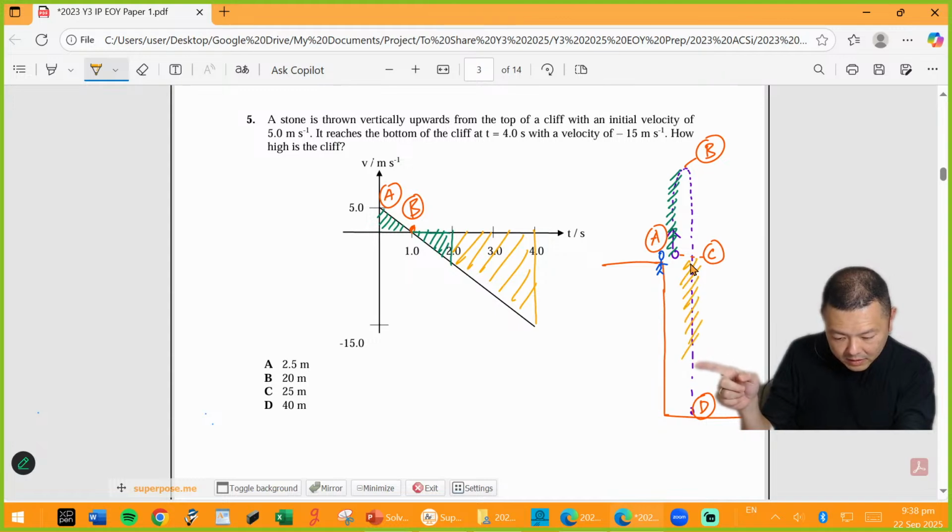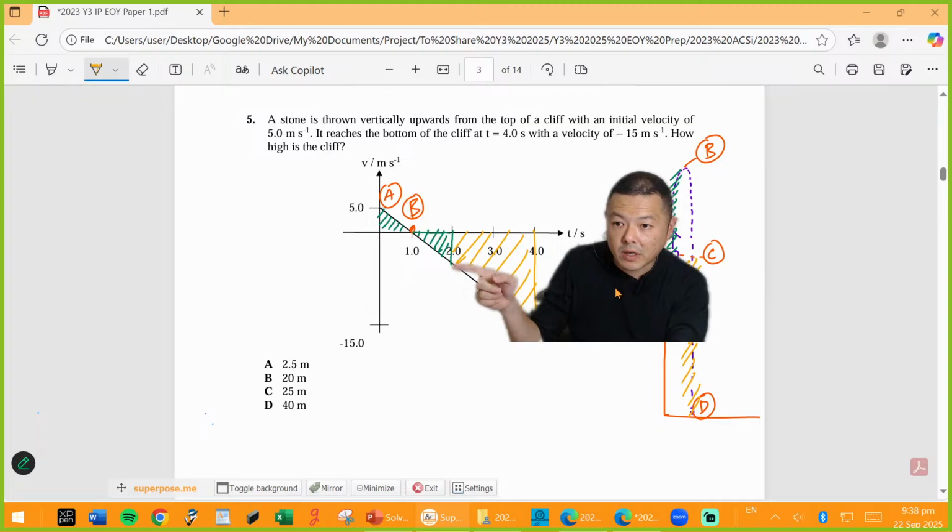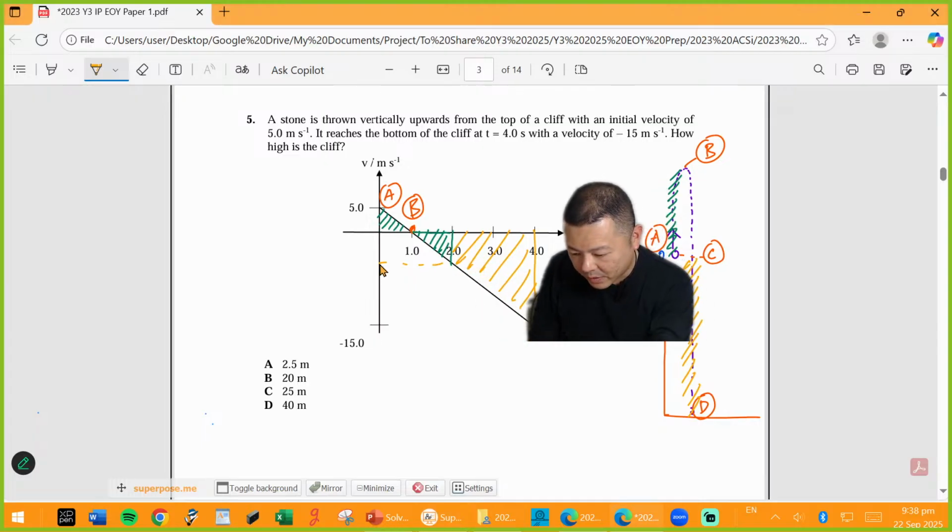However, we are missing this value here. Do you see that? You're missing this corner here, the value where I'm pointing at. You can see me, right? Yeah, I'm pointing here. We don't have this value here.